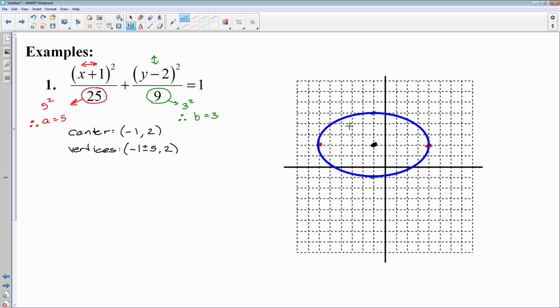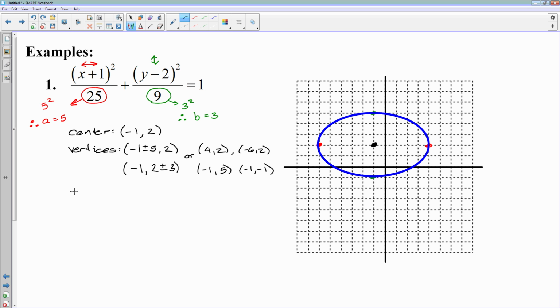I also went up and down. Now up and down is going to change my y coordinate, so that's going to leave my x's alone, but then from my center point of 2, I went up and I went down 3 units. And I'm perfectly okay if you leave your answers in this form. If you want to clean it up, you could also say your vertices are -1 plus 5, which is 4, 2. -1 minus 5 is -6, 2. And then -1, 2 plus 3 is 5. And -1, 2 minus 3 is -1. And those are the 4 vertices of this ellipse.